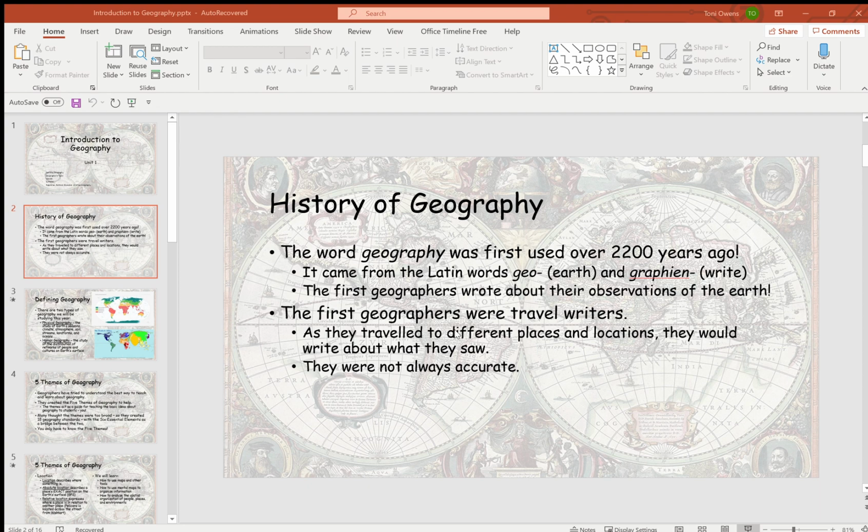So once you're done with your notes, you will need to take a picture of them and upload them into your Canvas. Okay, if you have any questions, if there's anything that you do not understand, you can shoot me an email. You can send it through Canvas, or you can wait until you return to school and you can ask me your questions then.